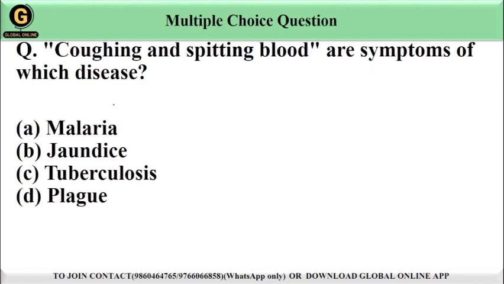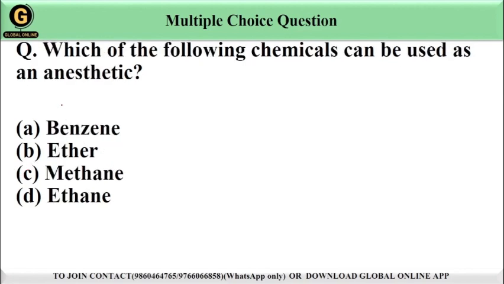by symptoms such as persistent coughing, chest pain and coughing up blood. The other diseases listed, that are malaria, jaundice and plague, do not typically present with the symptoms of coughing up blood. So the correct answer among the options is option C, tuberculosis. Let's move to the next question.